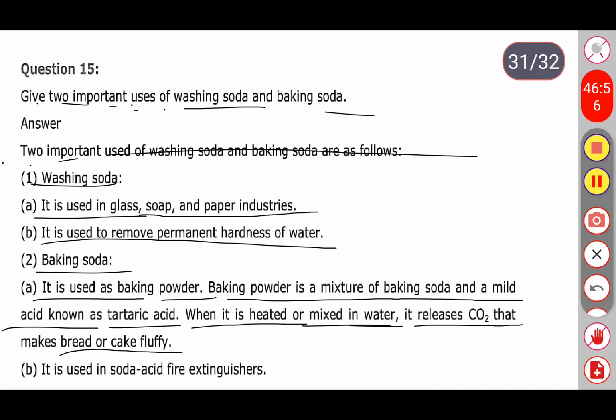In the previous class we already discussed the uses and preparations of washing soda, bleaching powder, sodium hydroxide, sodium chloride, and POP. Just go through it. You will get some more ideas about the uses and properties of these kinds of compounds. So these are some of the exercise questions from your textbook.